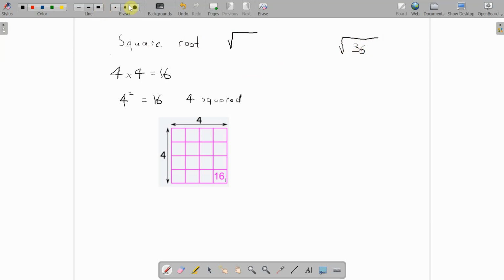In fact, I'm going to use the same number that we've got here, 16. Square root of 16. Now to find out what the answer is, we're going to do some multiplying. Now, if I can think of all the numbers that when you multiply them equals 16, we've got 1 times 16. 2 we can do. 2 times 8.